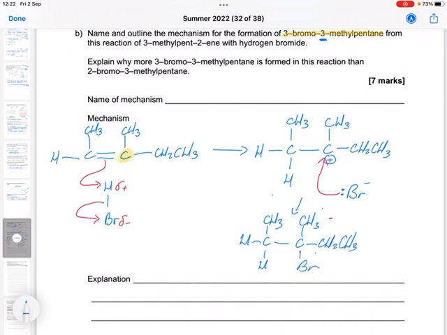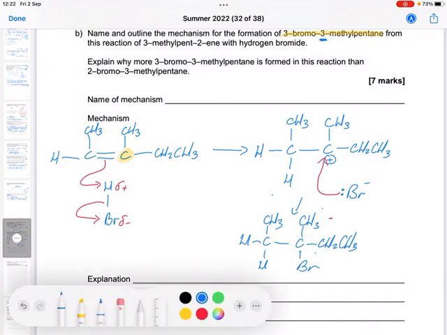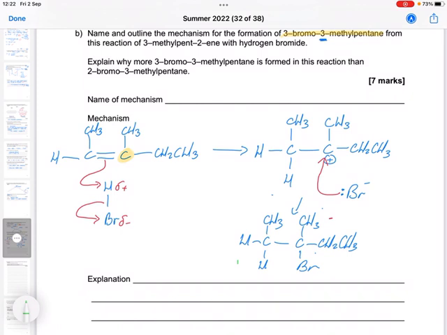Okay, so marks for this, and I'll do that in a green colour instead. There's a mark for the curly arrow from the carbon-carbon double bond to the positive hydrogen. The second mark is for a curly arrow from the hydrogen to the bromine. There's a mark for the correctly drawn carbocation, and 1 mark for the curly arrow going from the lone pair on the bromide to the carbocation.